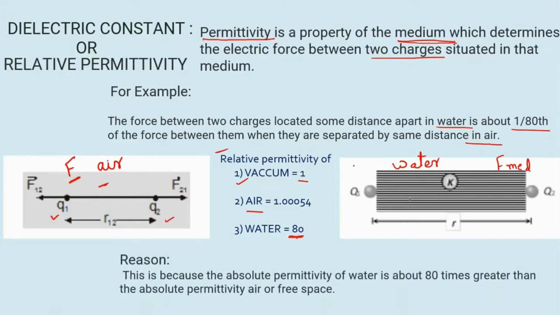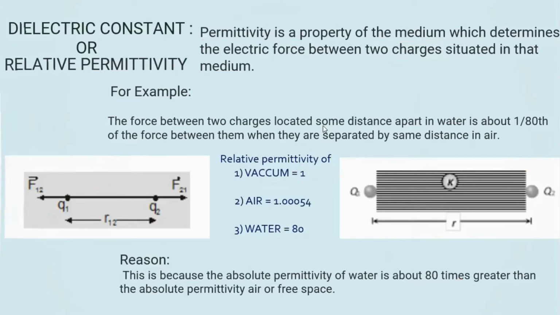So why is the force in the medium reduced? The force in a medium is reduced because the absolute permittivity of water is about 80 times greater than the absolute permittivity of free space. Here you can find that the permittivity of water is 80 times that of vacuum. So the more the relative permittivity, the lesser will be the force present between them. The lesser the permittivity, the stronger the force will be between the two charges. This is the concept of permittivity. So, in an indirect sense, it gives us the magnitude of the force, how the force is going to be affected when the charges are present in different media.